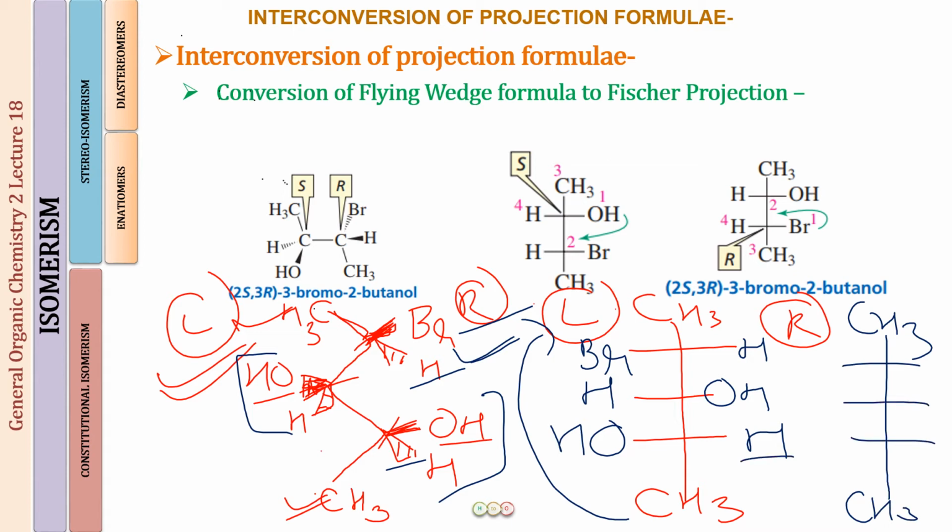So when you're going to take this on the top, whatever is below will be going here, then OH and then H. And similarly for this one, this will be going up, the H and the Br. So this is how you will be getting after a rotation of 180 degrees, and this is going to be the correct representation of the molecule. So I hope now you understood how you're going to convert a flying wedge to a Fischer projection.